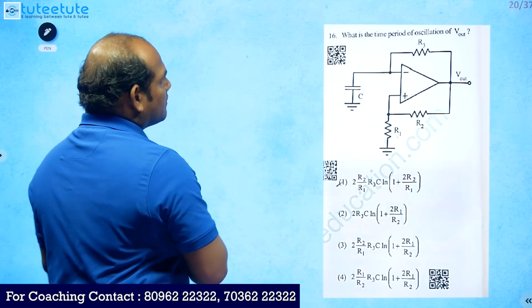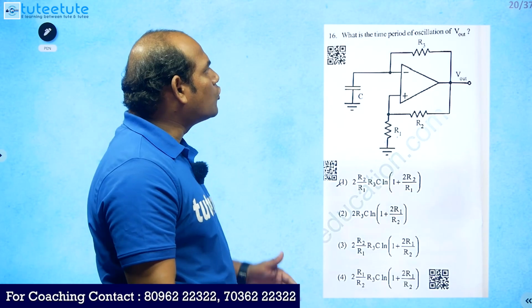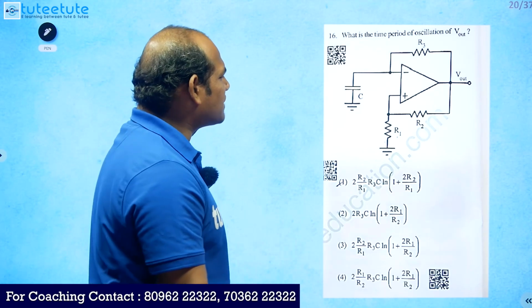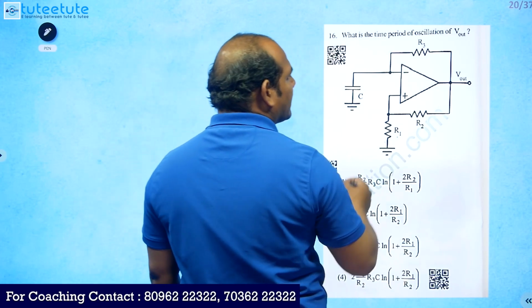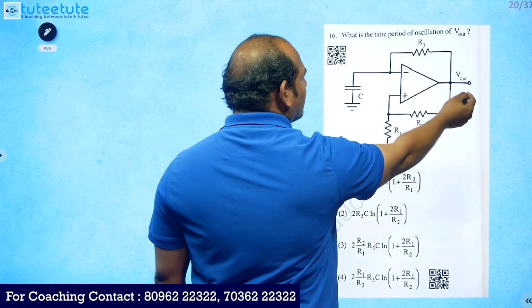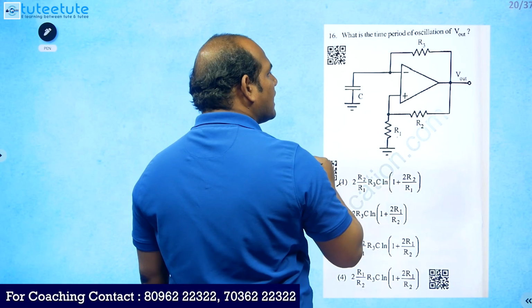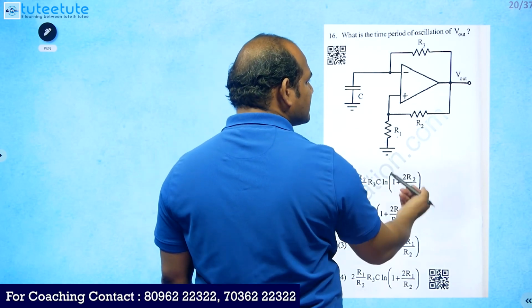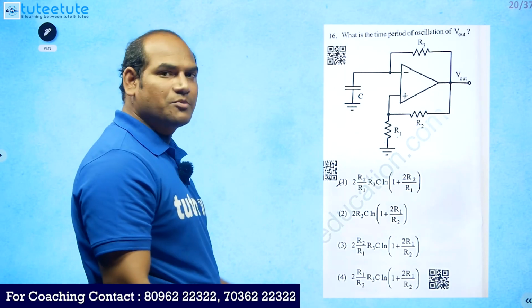Next, what is the time period of the oscillation of V out? So for the output signal, what is the time period? That is what we need to check here. In this particular circuit, if you observe carefully, R3 is connected from V out to the inverting terminal, and that is grounded through the capacitor. And here we have one voltage dividing circuit from output to non-inverting terminal. This is representing an astable multivibrator.